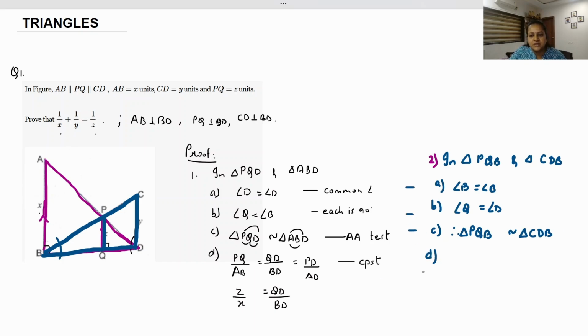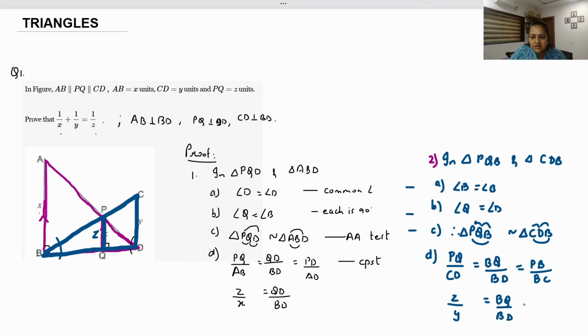Now, after we prove that the two triangles are similar, we'll take the sides in proportion. So we are going to get PQ upon CD is equal to BQ upon BD is equal to PB upon BC. Do we know PQ? Yes, PQ is given as Z. So we have Z upon, how much is CD? CD is Y. BQ is unknown.